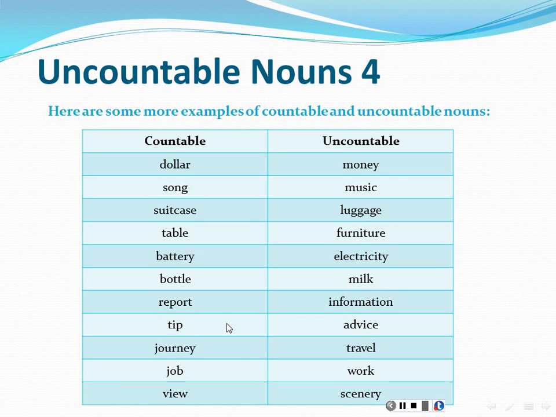Tip and advice. Tip also means نصيحة, something like that. Advice is the same, but it's uncountable. Journey, رحلة. A journey to the US, a journey to the UK, and so on. So journey is رحلة, while travel, again سفر أو ترحال, is uncountable. Job, عمل. Job is countable. For example, I worked in two jobs, you can say that. But work, you can't count it.